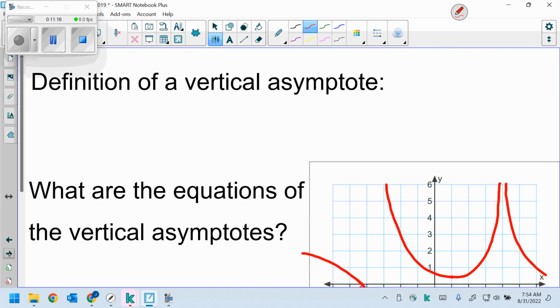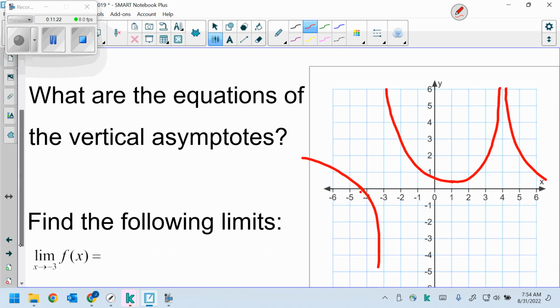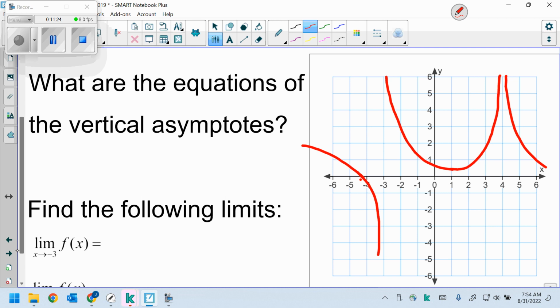All right, we move on to the last slide. We're not going to define vertical asymptote right yet. We're going to look over here at this function. And what are the equations of the vertical asymptotes? It looks like we have a vertical asymptote over here at 4. Now, if that's a vertical line, it has an equation. Better have an equal sign when you are asked for an equation. X equals 4. Looks like we have another one right here at x equals -3. Looks like we're approaching those x values but never really getting there.